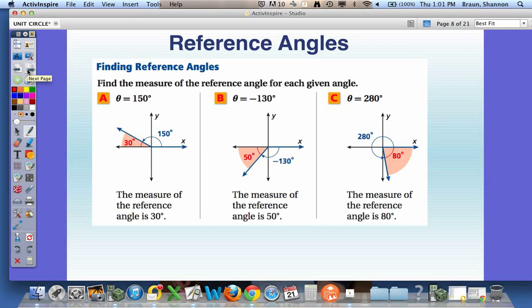Okay, so here are some more diagrams showing you pictures of reference angles. Here's a 150-degree angle. The beige part right here, my reference angle is 30 degrees. Negative 130, my reference angle is 50 degrees back to the x-axis. 280 degrees, it's a big angle, but it's an 80-degree reference angle. It's just always the angle back to the x-axis. And it's important to remember that it's back to the x-axis, not the y-axis.